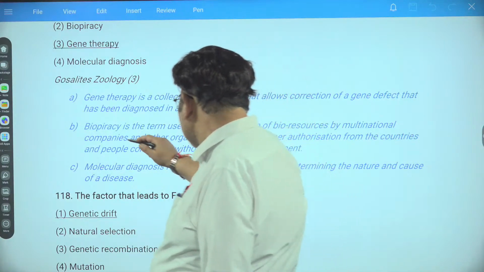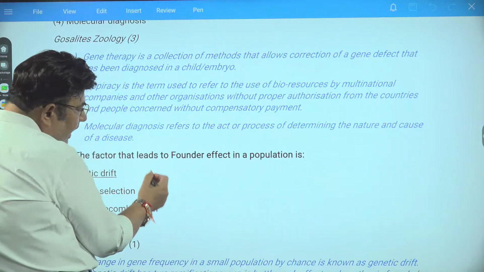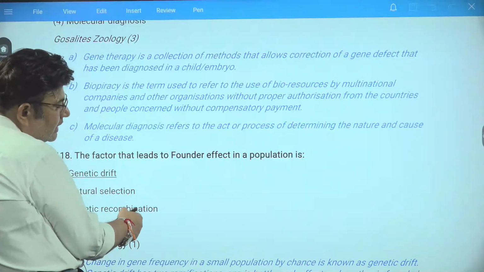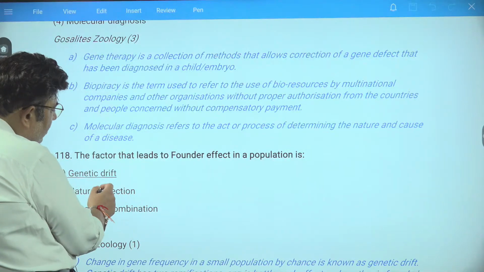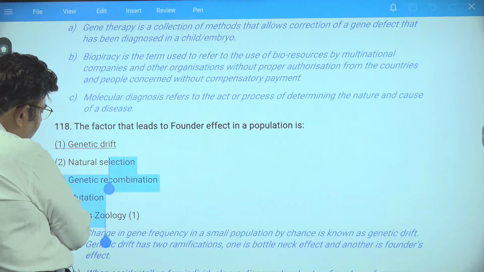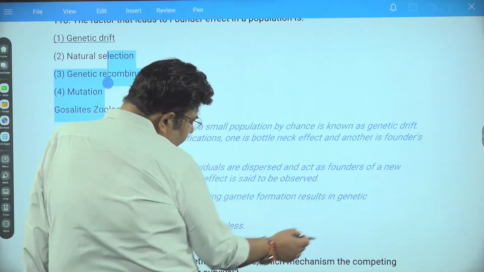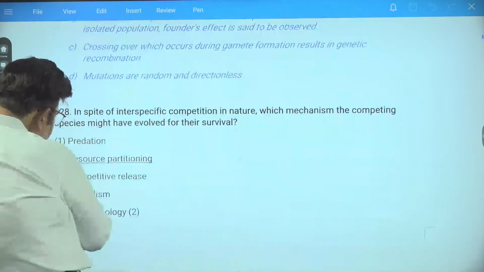So you understand biopiracy, and molecular diagnosis refers to the act or process of determining the nature and cause of a disease. That is called diagnosis. Okay, simple. Let us go to the next one.